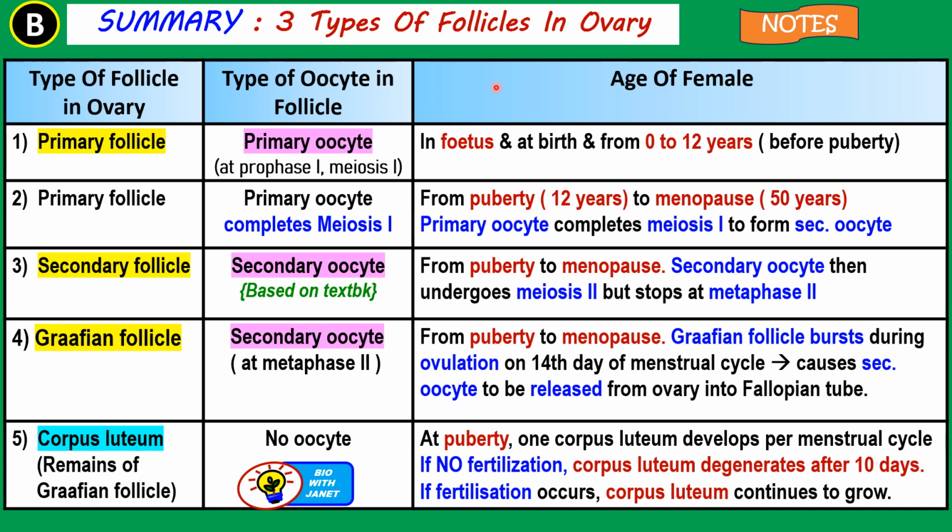Here's a quick summary of the three types of follicles in the ovary and the oocytes that are found in them. So the first type of follicle is the primary follicle, the second one is the secondary follicle, and the third is the Graafian follicle.